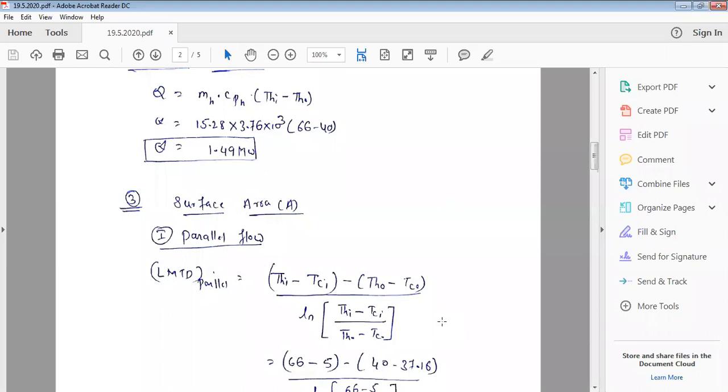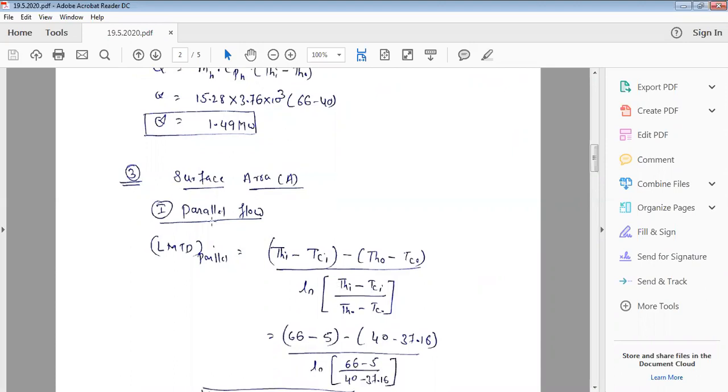Okay. Now LMTD, what we have written, this equation. Okay, it is a more familiar equation for you all. Sometimes in some of the books they give this as theta 1 and theta 2 and logarithmic ln of theta 1 divided by theta 2. What is theta 1 is nothing but this, theta 2 is nothing but this. It's a combination of hot fluid inlet minus cold fluid inlet.